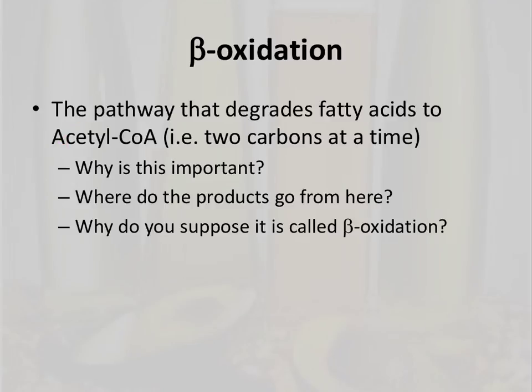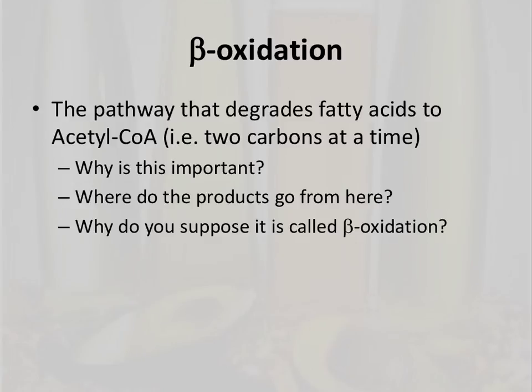First of all, when do you break down your fatty acids? When you need energy. And so where will the acetyl-CoA go? To the citric acid cycle, ultimately, okay? And then we also talked briefly about why it was called beta oxidation. What does the beta indicate?